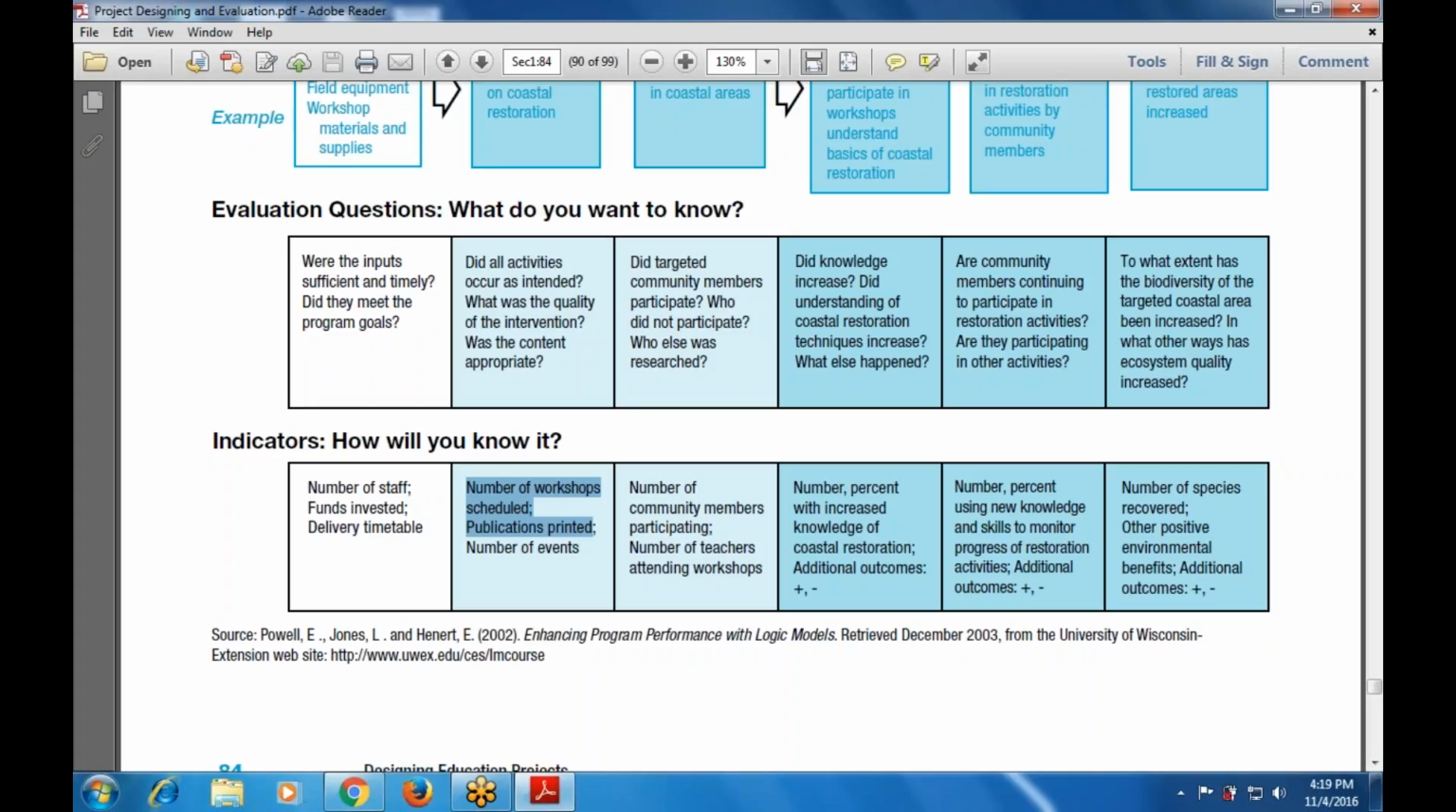The number or percentage using new knowledge and skills to monitor the progress of the restoration activities, that is also an additional outcome. And the number of species recovered, other positive environmental benefits, are additional outcomes, whatever additional outcome is used with the indicators.